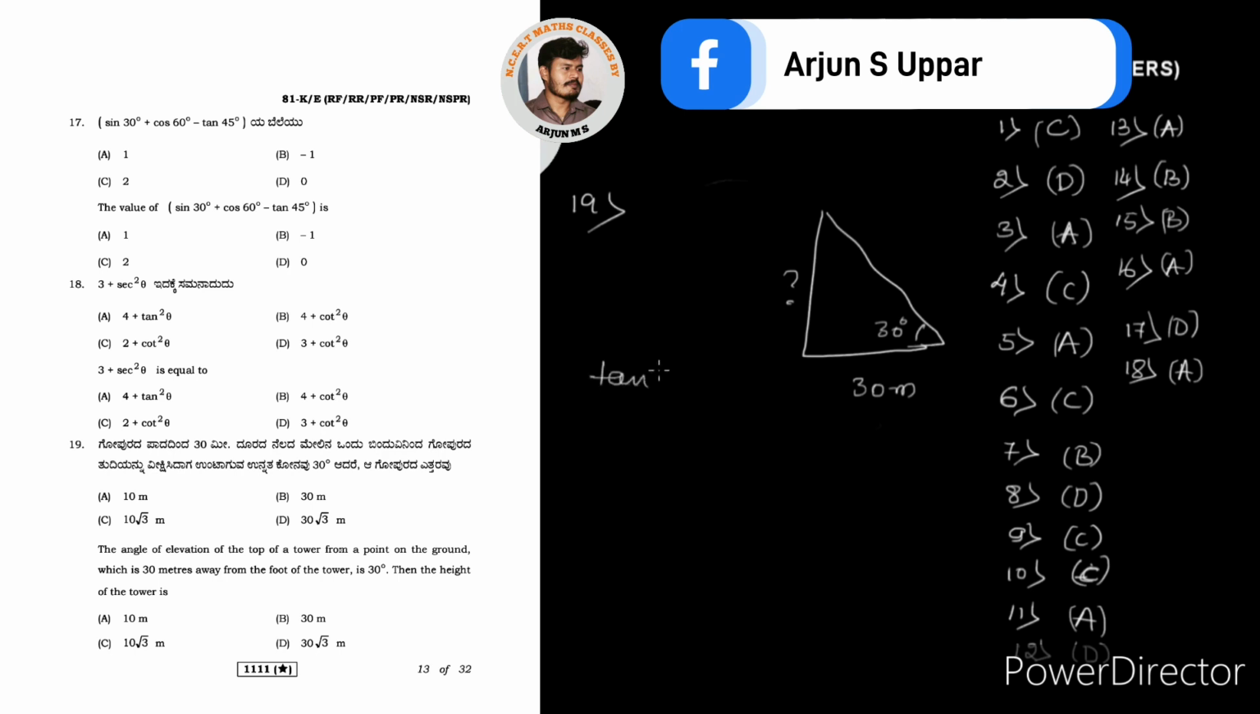By using tan ratio, tan 30 degree is equal to height divided by 30, right? The distance between these two is 30 and the height is considered as h. h is the height of the given tower. Tan 30 degree is equal to 1 by root 3, which is equal to h by 30. Then cross multiply, we get h is equal to 30 by root 3. Rationalize the denominator, we get 10 root 3 meter is the answer. So 10 root 3 is in option C. That's why the answer for 19th question is option C.